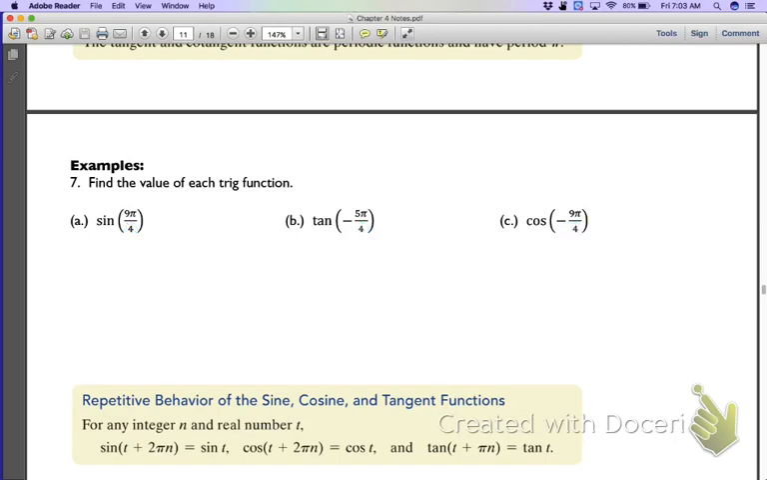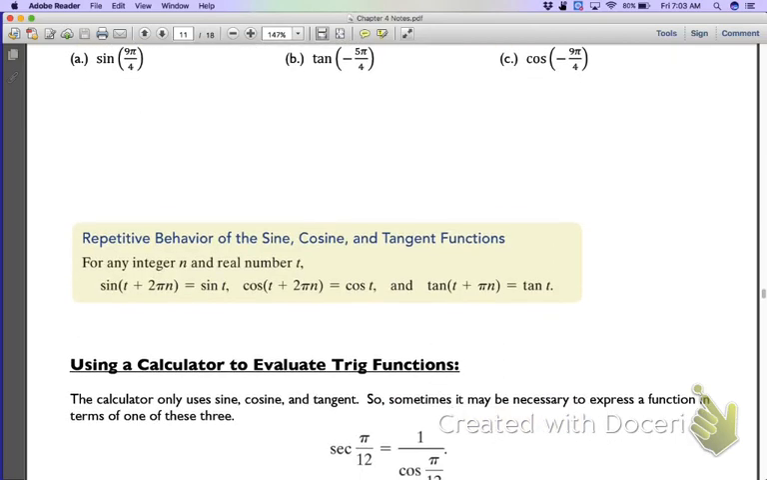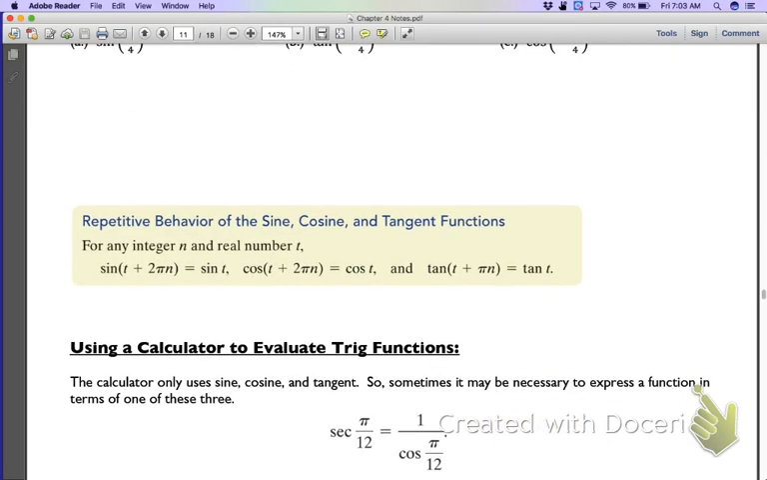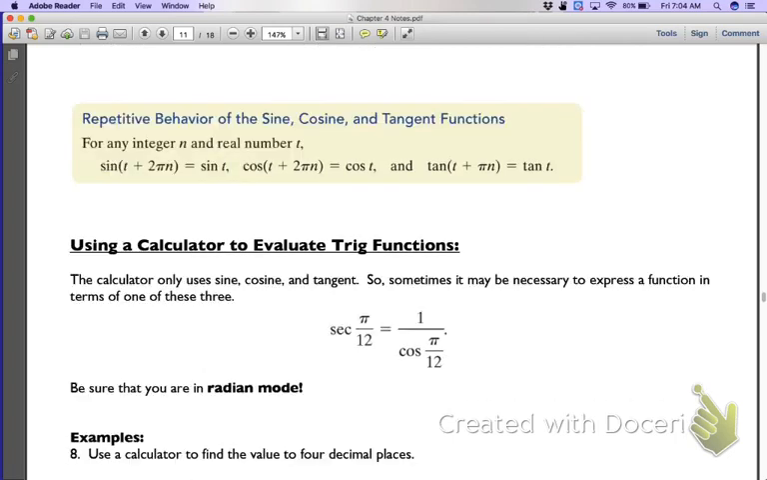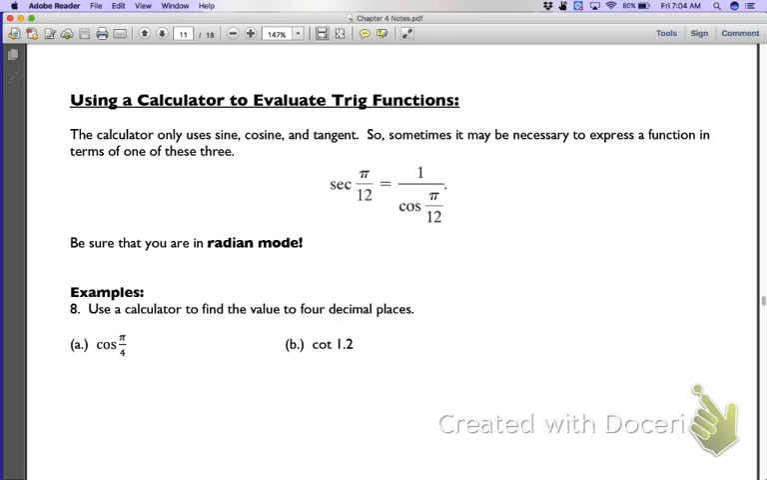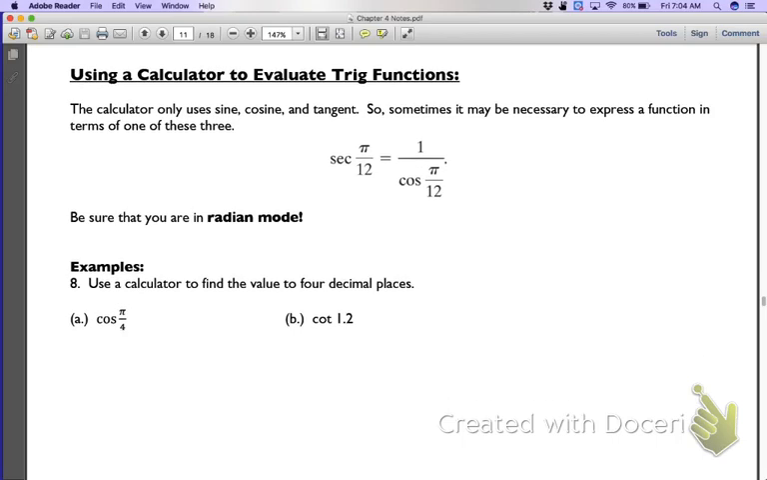So whenever we talk about repeat behaviors, remember sine is just going to be whatever, 2 times however many times it goes around, full circle. And then cosine, it's just going to be the original spot. Okay, so there's no reason to really overcomplicate anything. And then lastly, using your calculator to evaluate.